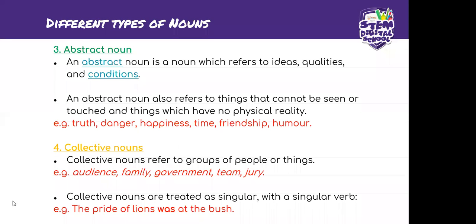So if we said the pride of lions were at the bush, that is incorrect, because were is an auxiliary verb for plural. But remember, we just said that collective nouns are treated as singular because it is a group. Even you, my learners, as individuals, you are people. But if I put you together in the same place, you will be a group and you become one group. And when I talk to you, I address you as one singular entity, as one singular group. So that is how collective nouns work.